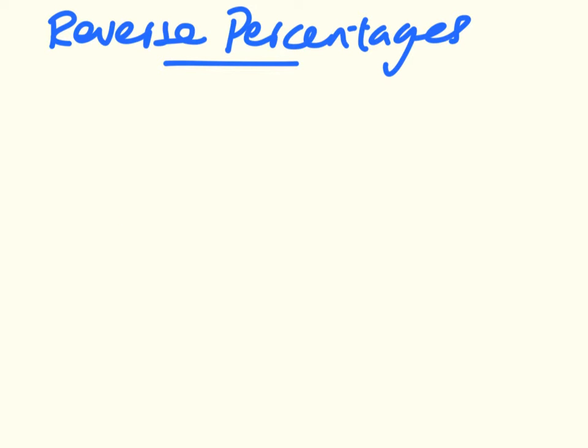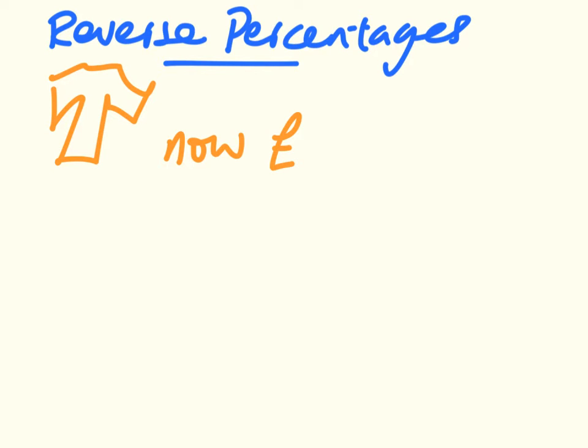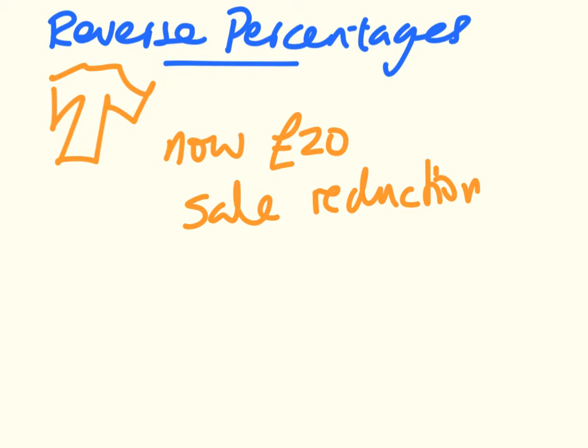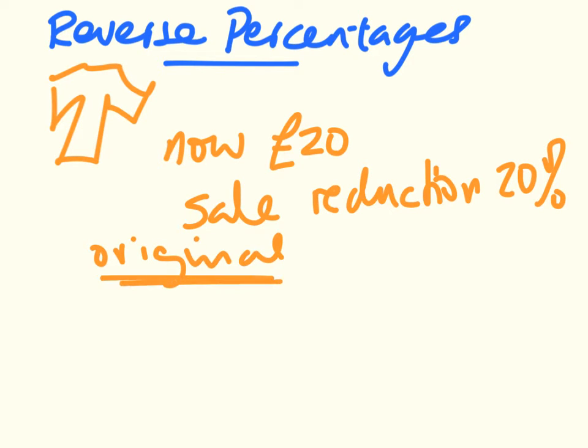Second section is reverse percentages. Best way to show you how to do this is a little example. So we have a t-shirt which is now priced at £20, and this was after it had been in a sale where the reduction was, let's say, 20%. We want to know what the original price was. What was it before anything happened?